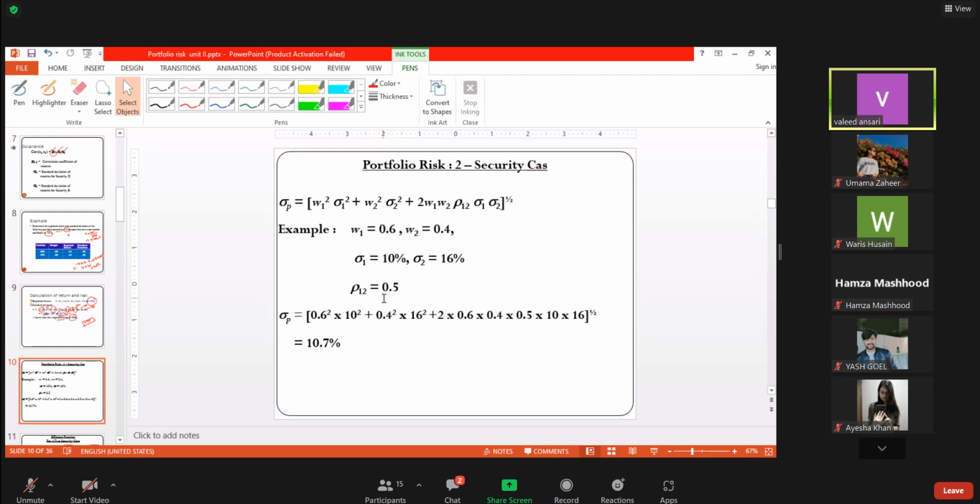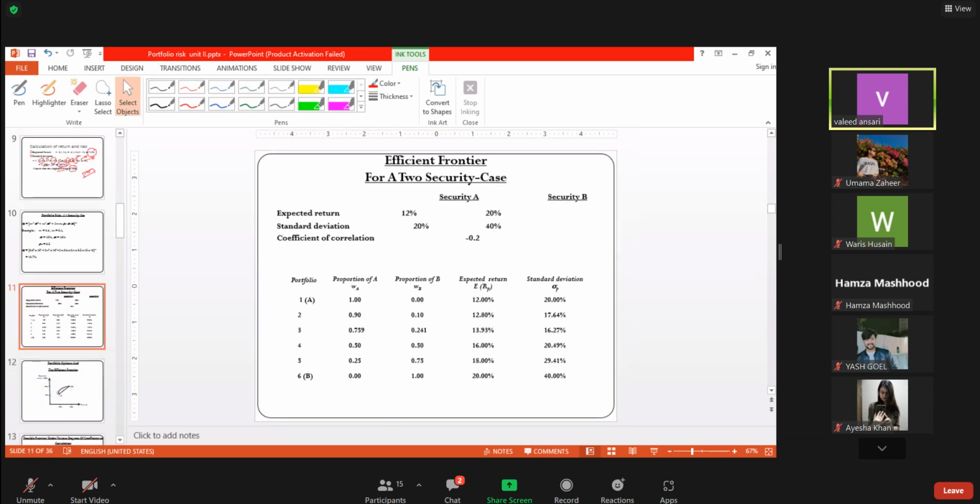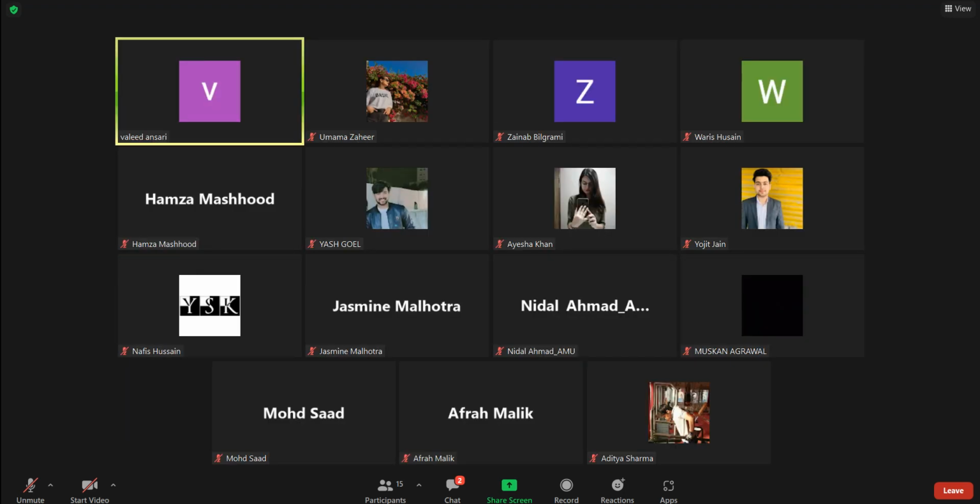Now the same example is given here, but for the moment I will stop this and go to share the Excel sheet with you.